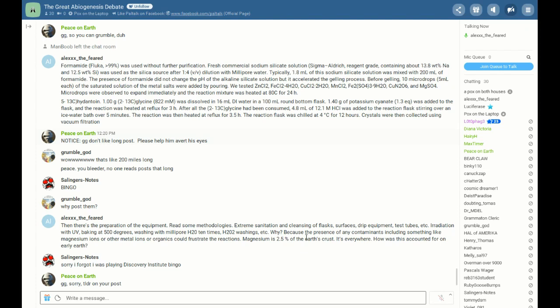Why? Because the presence of any contaminants, including something like magnesium ions, which is everywhere, the Earth's crust is 2.5% magnesium, might frustrate or thwart the reactions. How is this level of sanitation, absence of metal ions, accounted for on early Earth? More contrivance, right?